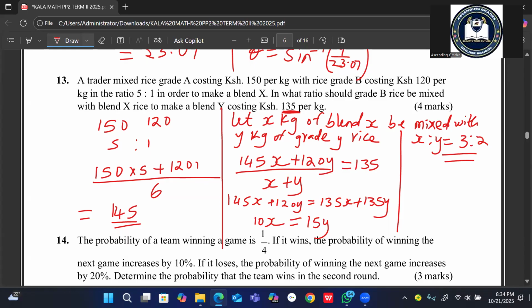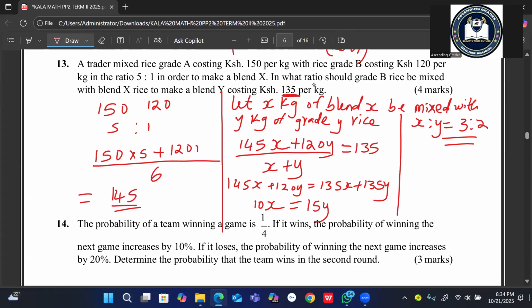They were asking in what ratio should grade B rice be mixed with the blend X rice to make a blend Y costing 135 shillings per kg. So it is 3 is to 2. From there, we go to number 14.